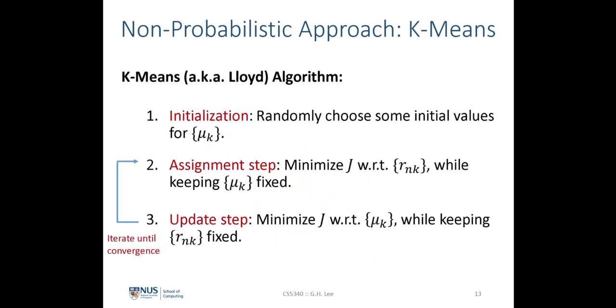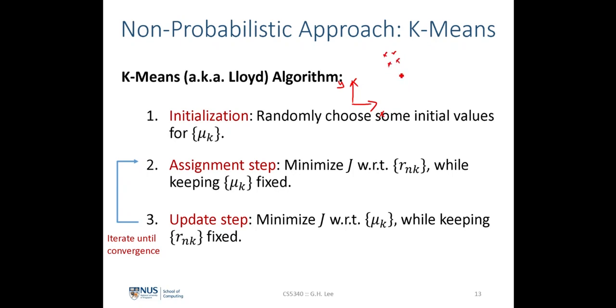Now let's look at the k-means algorithm. It's a very simple algorithm. We'll first do an initialization where we randomly choose some values for mu k, which is the centroid. You can imagine that in the 2D space, this is how it's going to look. Suppose that this is my 2D space.